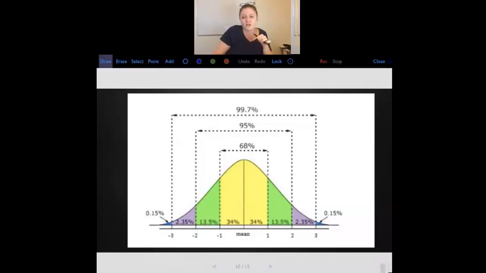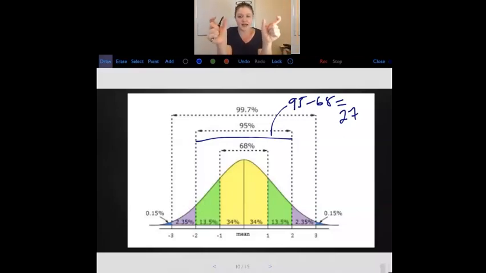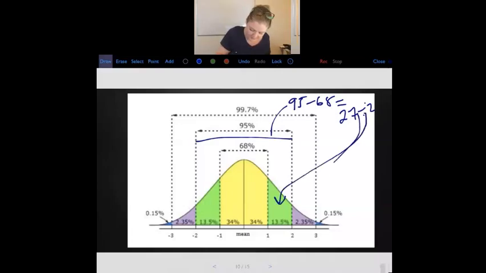Okay? In order to find the green sections, we have to use some creative thinking here. So we know that everything from here to here is 95%. 68% of that has already been accounted for. So if we take 95 minus 68 is 27. Okay, so that means that the two green pieces add up to 27. So in order to get what those green pieces are equal to, divide by 2. I should have done those in green, huh? That would be 13.5. Okay.